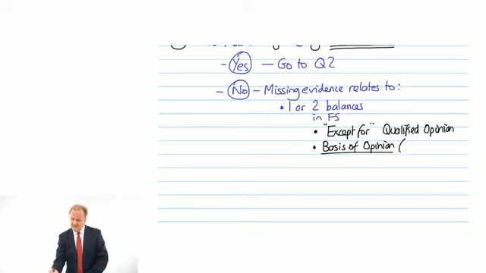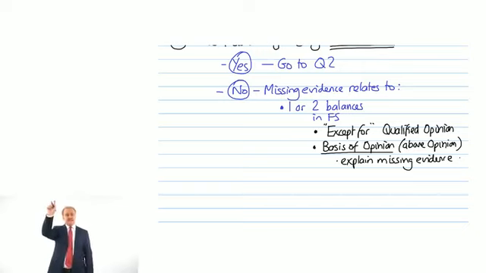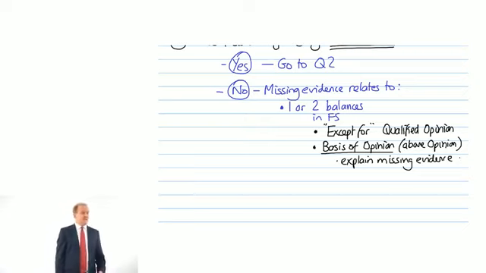You see, what you're going to do is in the basis of opinion, which is the section above the opinion itself, you are going to explain the missing evidence. So tell the shareholders what you couldn't find. And then in your opinion you can say, except for the missing evidence above, in our opinion, the financial statements give a true and fair view. So that is known as an except for qualified opinion.